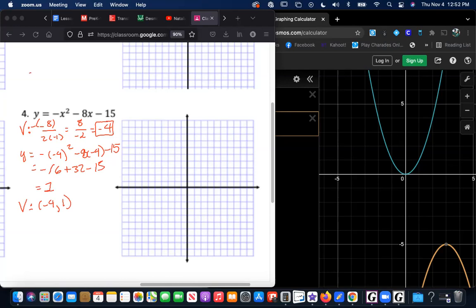Now we've got 0 equals, because we're going to try to find the x-intercepts. 0 equals x squared plus 8x plus 15. Note, all I did was multiply both sides by negative 1. Did y'all see that? If you multiply both sides by a negative 1, what's that going to do to all those negatives? Right, exactly.